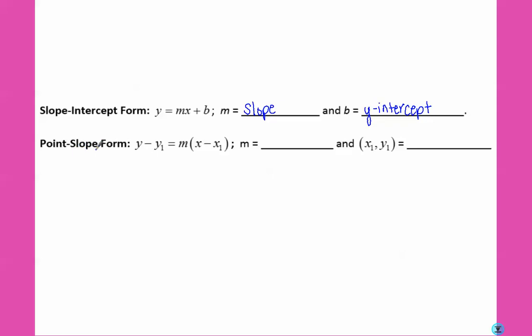We also have point slope form, which is y minus y1 equals m times x minus x1. M still stands for the slope, and x1 and y1 is a point on the line.